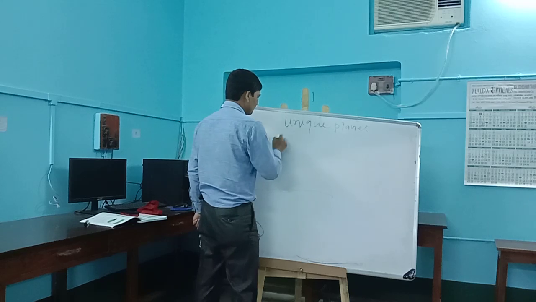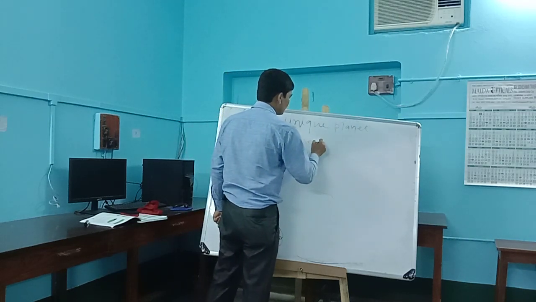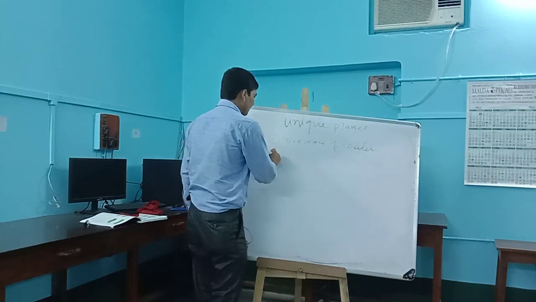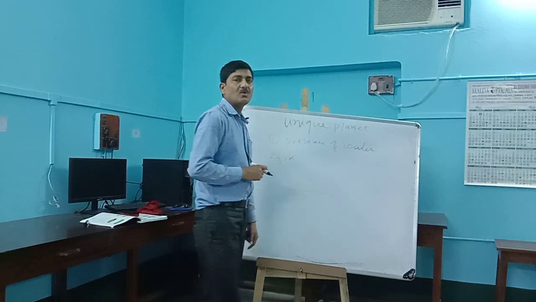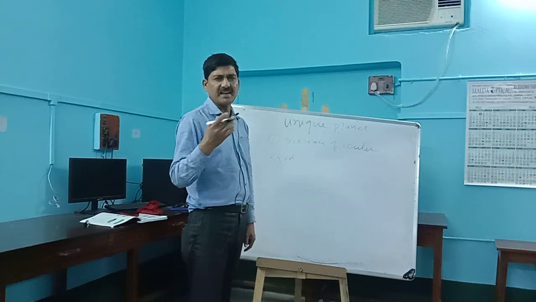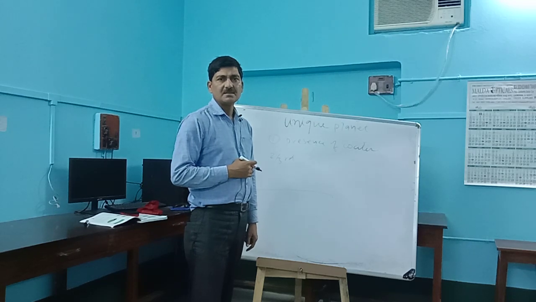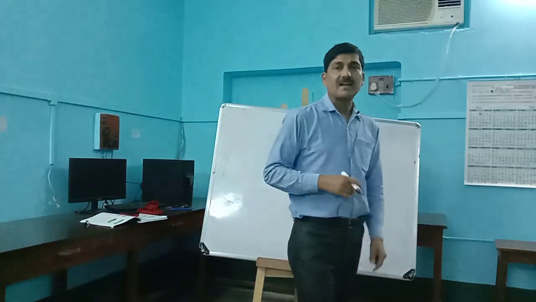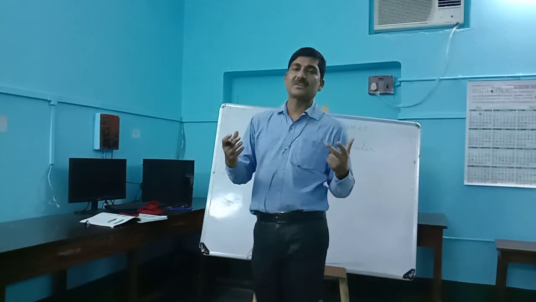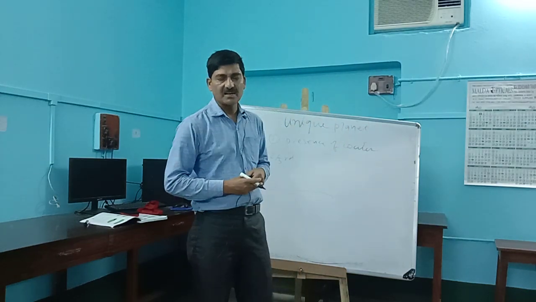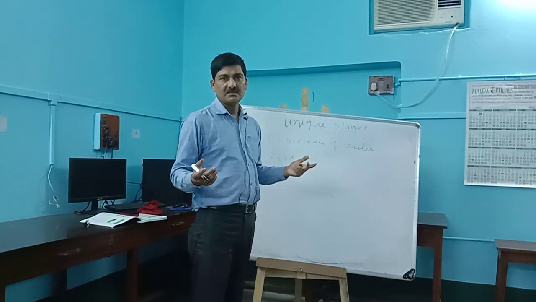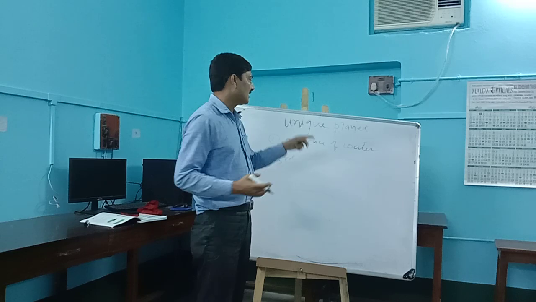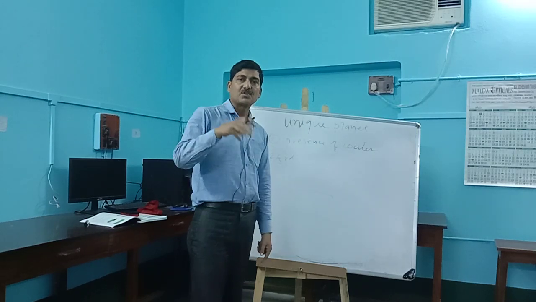Number one, of course, the presence of water. Two-thirds of the Earth's surface is covered by water bodies: sea, ocean, rivers, lakes. Two-thirds. That's why Earth is called the blue planet or the watery planet. And water is very important for the existence of life. Without water, life cannot exist. The presence of water supports life.